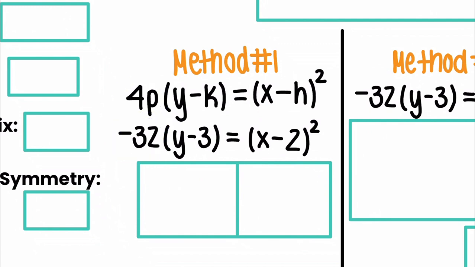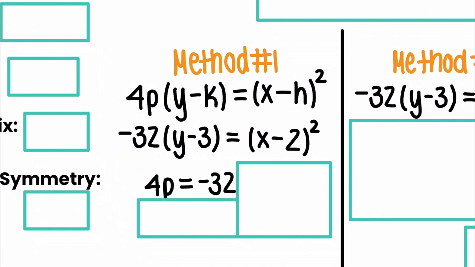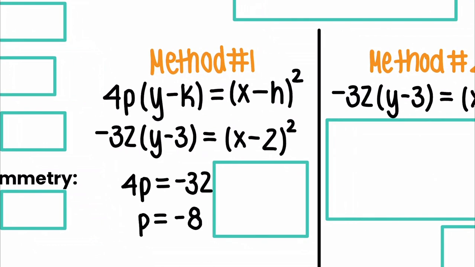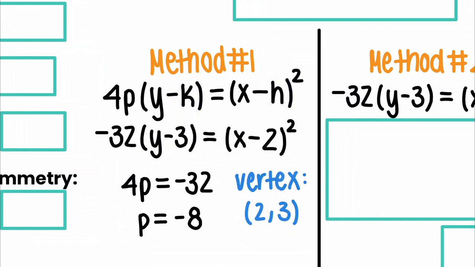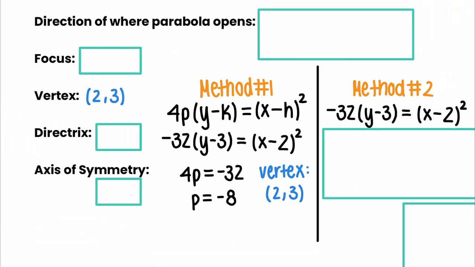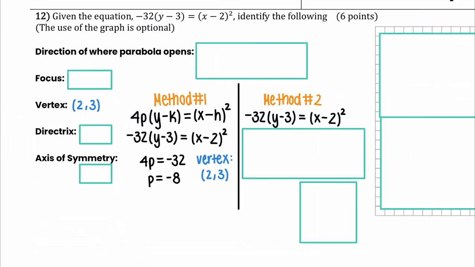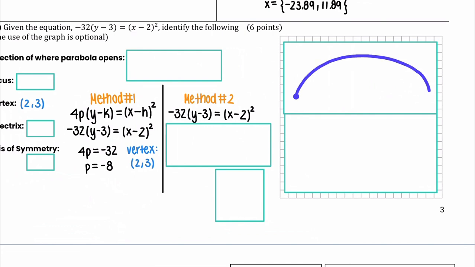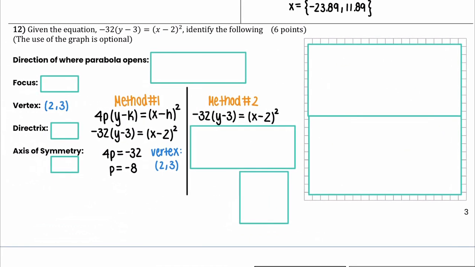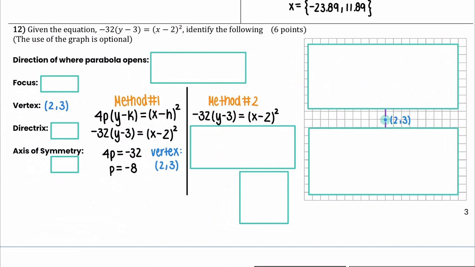If we line up everything that we know, we can see that 4p is the same thing as -32, and that's going to allow us to find the value of p. In this case, p is equal to -8. This also tells us the vertex, which is h comma k. In this case, it's 2 comma 3, so our vertex is 2 comma 3. I put a set of axes on the side in case you wanted to use that to find the parts of the parabola.